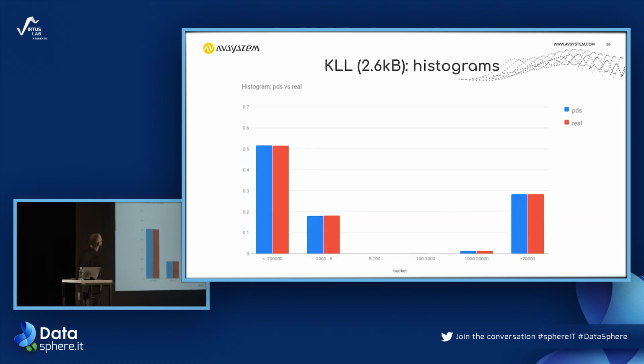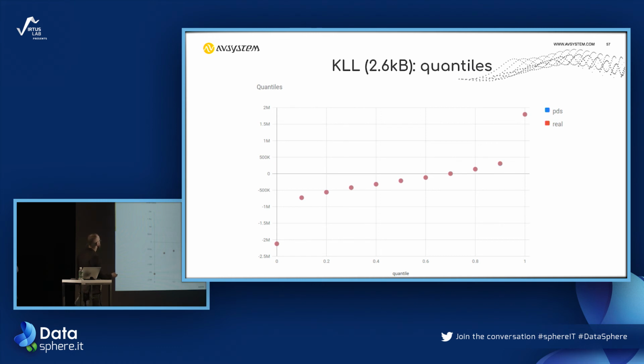Okay, histogram from KLL. Blue columns are the result from KLL and red are the real exact values. Not bad. Quantiles: do you see blue dots? Yeah, they're behind the red ones. Seriously.